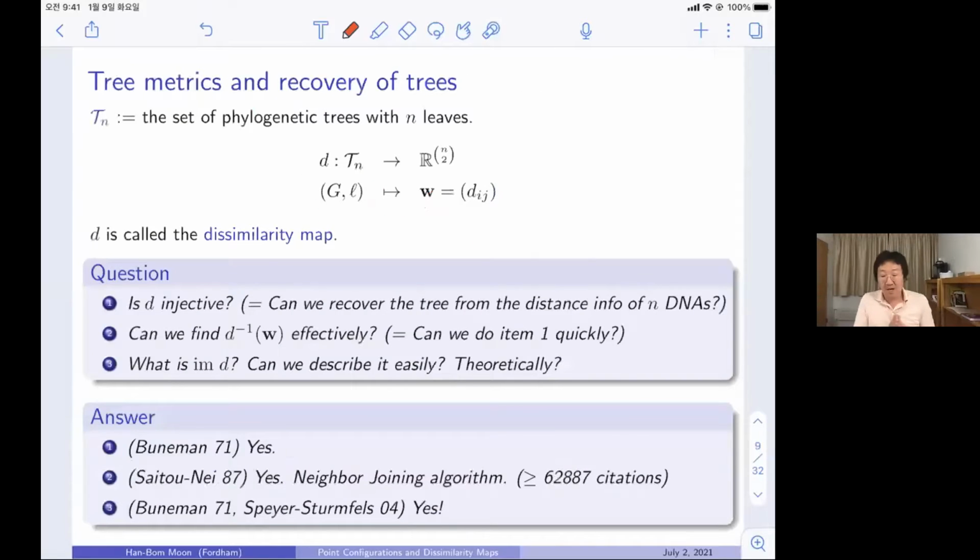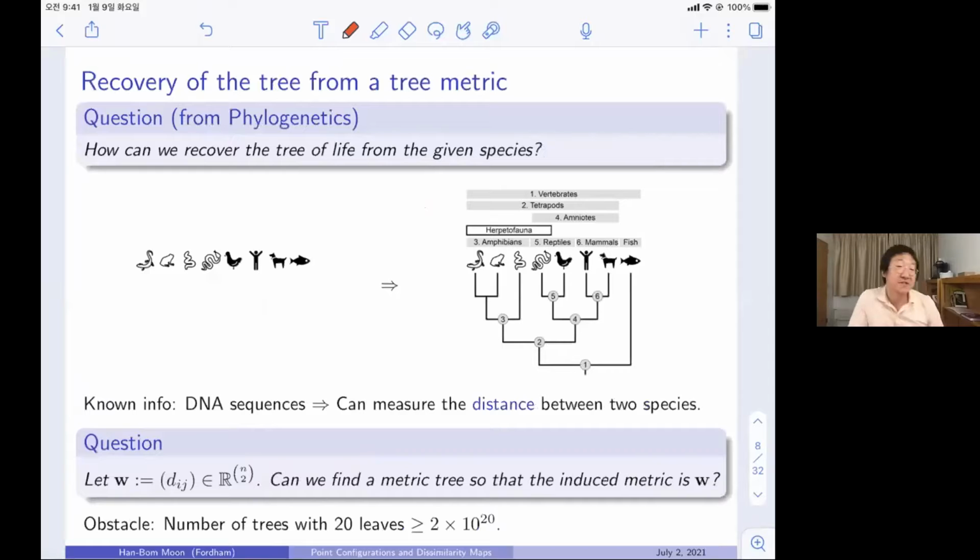All right. So here is a motivational question inspired from computational biology. How can we recover the tree of life from the given set of species? In reality, we don't have this tree diagram, the phylogenetic tree. What we do have is just a collection of different species, and from this data we want to recover this phylogenetic tree.